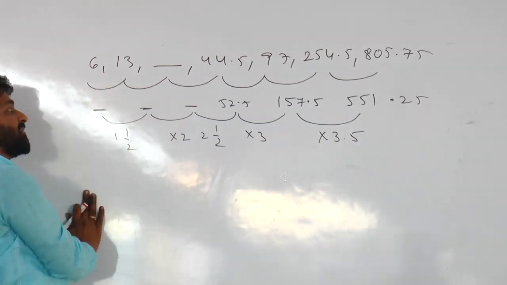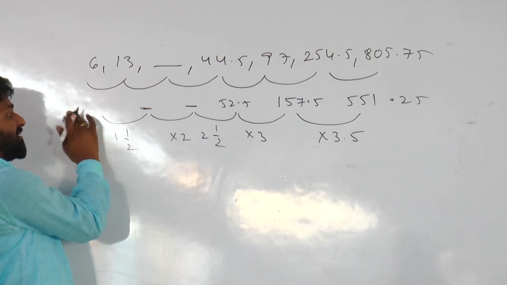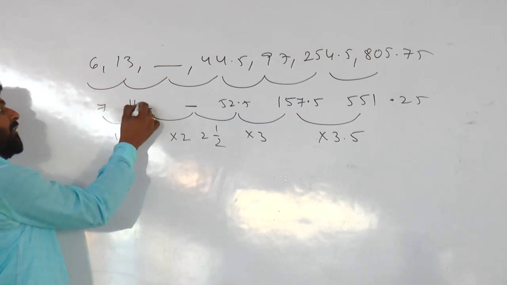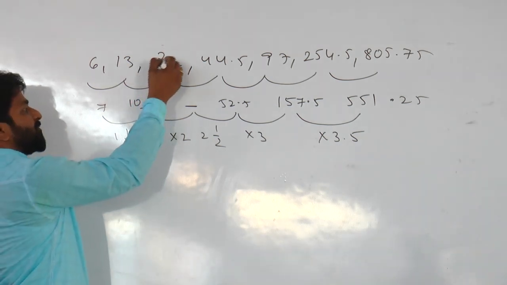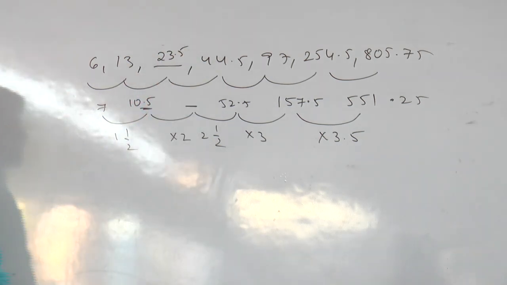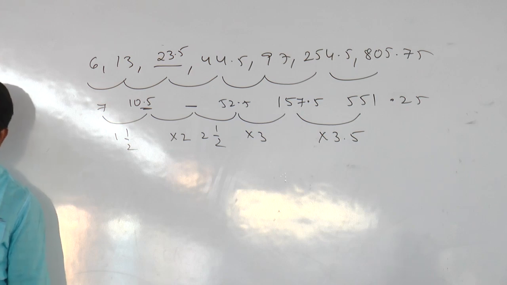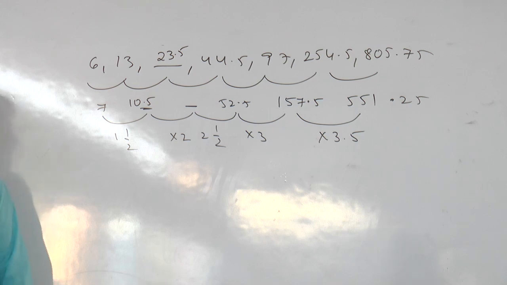Difference of these two numbers is how much? 7. 7 into 1 and a half, 10 and a half. Difference of these two numbers should be 10 and a half. Answer must be 23 and a half. Do you have 23 and a half? Yes. Okay. I am taking place value. These gaps are place value of numbers. Done? Any other question? Next, 56.